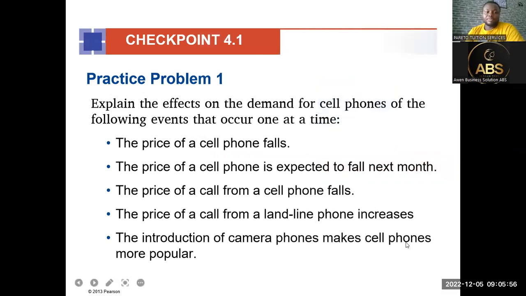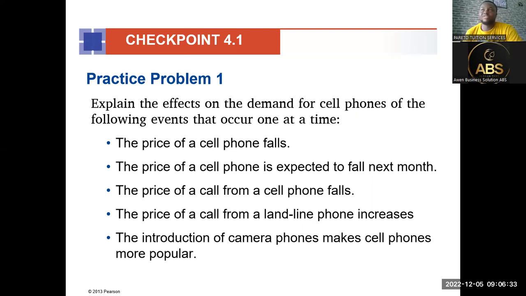Practice problem 1. We are to explain the effects on the demand for cell phones of the following events that occur at the time. Now, we are just taking them individually, so the events are not occurring at the same time. So we'll pick the first one, then we'll look at its effect on the demand for cell phones. The first one is what is going to happen to the demand for cell phones if the price of a cell phone falls.